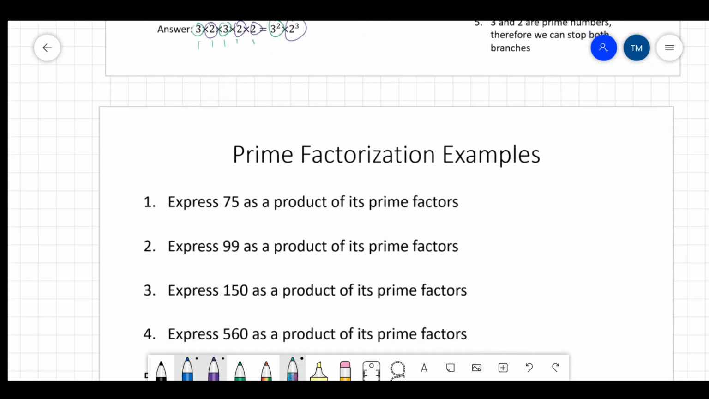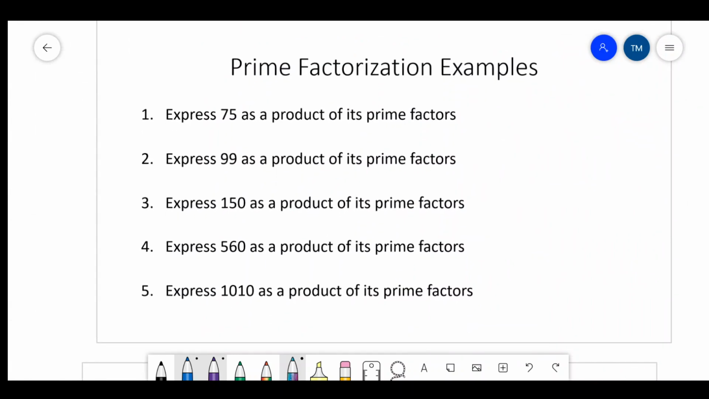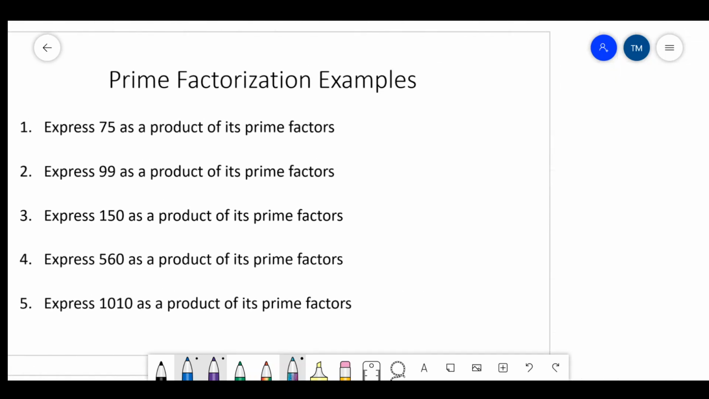Here are some examples of prime factorisation. If you want to pause the video and give these a go, that would be a good test of whether you know it or not. Otherwise, we will go through it in a second. Okay, so hopefully you paused the video and gave these a go.